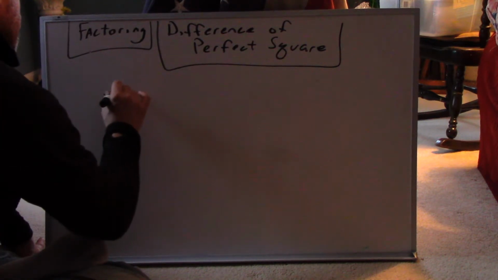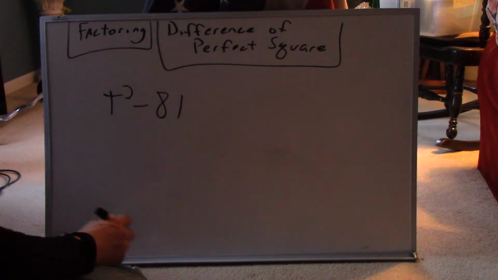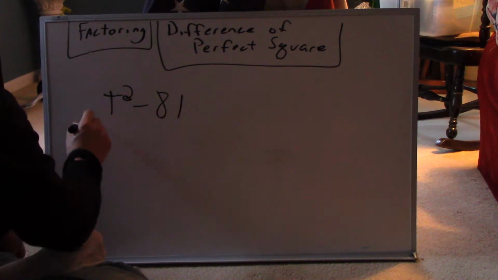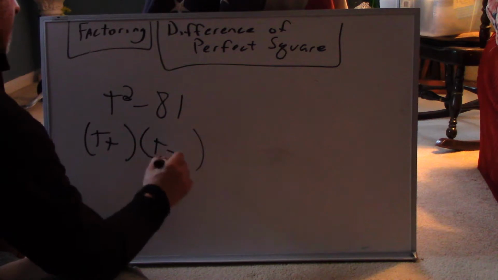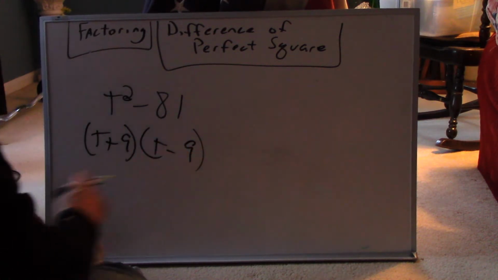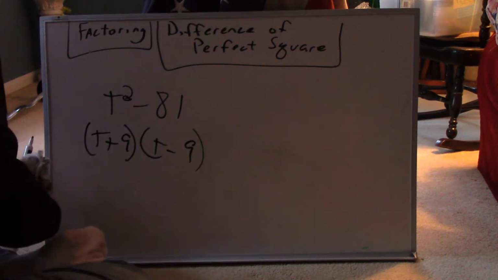Let's do a real easy one, real quick. A baby one. T squared minus 81. Well, obviously, t plus minus 9, 9. Ta-da, easy.